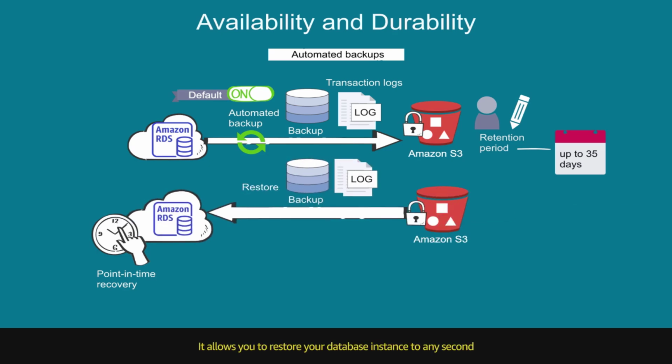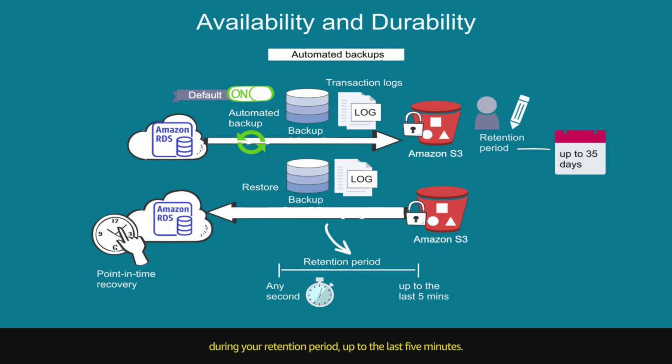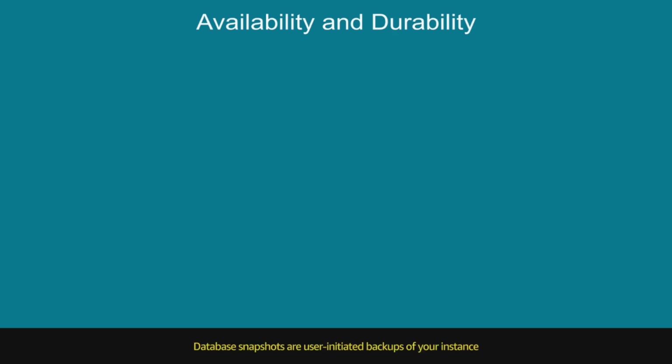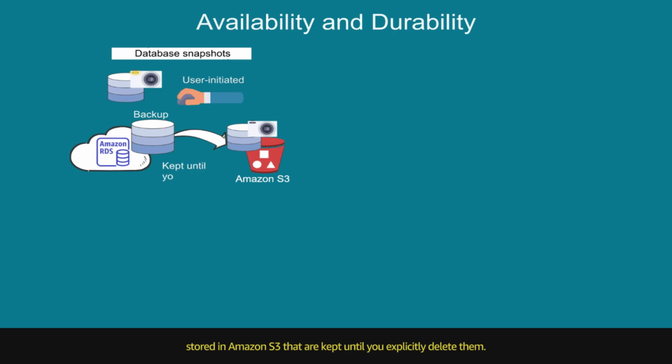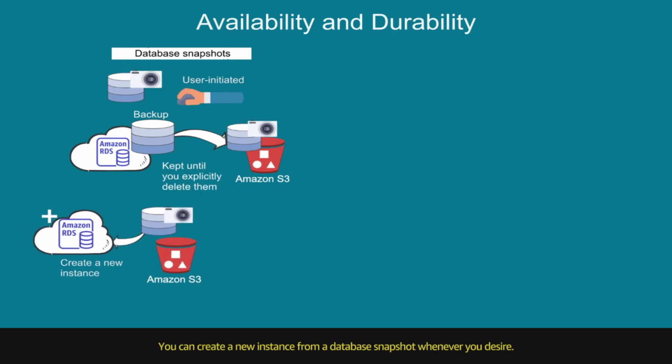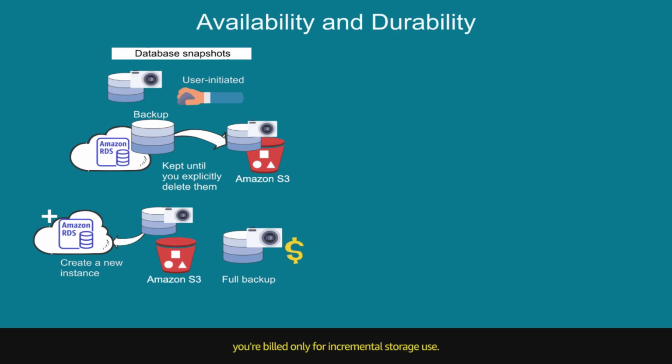Automated backups enable point-in-time recovery for your database instance. It allows you to restore your database instance to any second during your retention period, up to the last 5 minutes. Database snapshots are user-initiated backups of your instance stored in Amazon S3 that are kept until you explicitly delete them. You can create a new instance from a database snapshot whenever you desire. Although database snapshots serve operationally as full backups, you are billed only for incremental storage use.